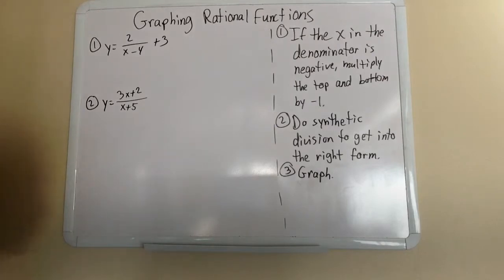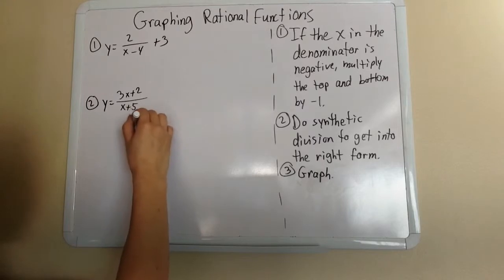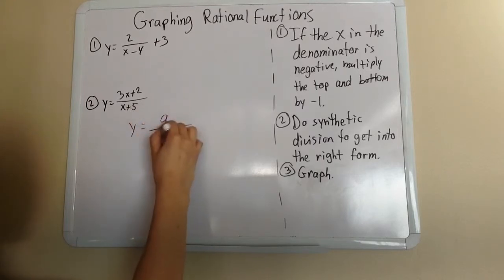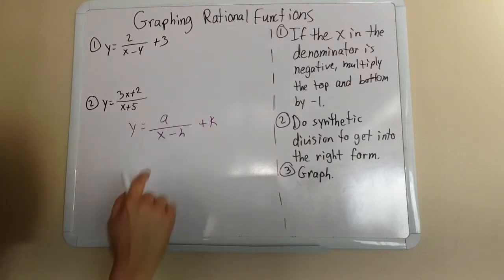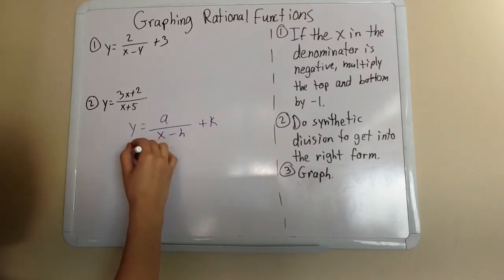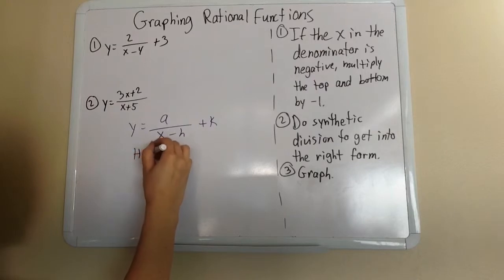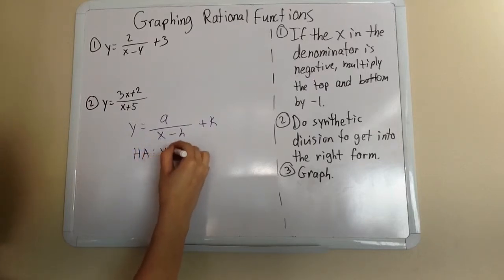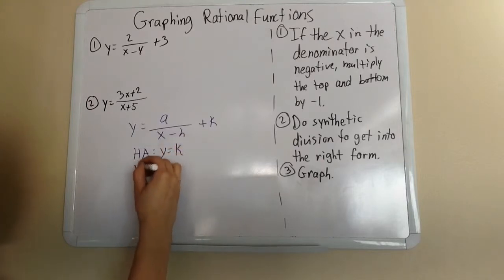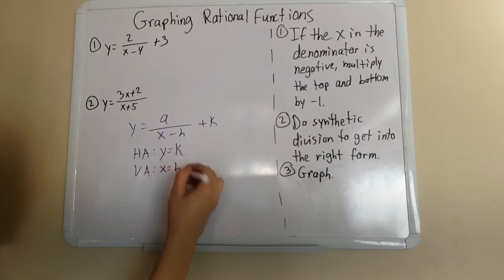So we have a general form that we kind of follow here. The general form is y equals a over x minus h, plus k. So we really have a couple things going on here. We have our horizontal asymptote, which is going to be at y equals k. We have a vertical asymptote here, which is going to be at x equals h.